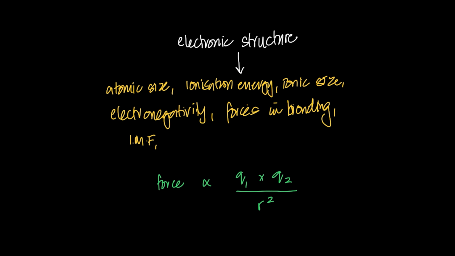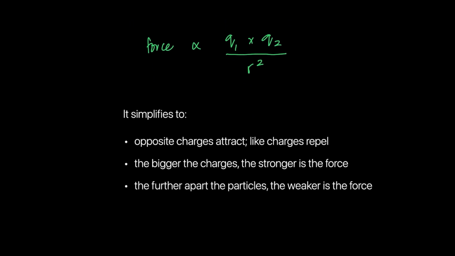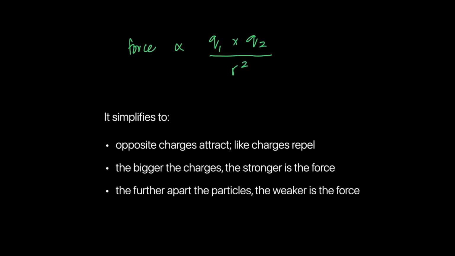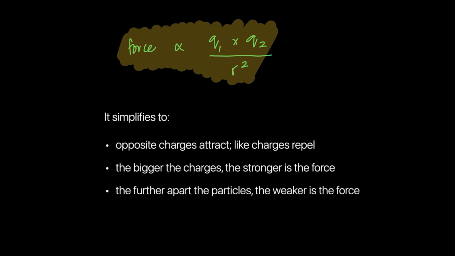Yes, so these are the things that we are going to do. Basically, if you simplify this, first of all, opposite charges attract and like charges repel. The bigger the charge, the greater the attraction. The further apart the particles, the weaker the force. So this is how Coulomb's law simplifies. You don't have to know the formula. You will study this in physics next year, as part of electric fields, yes?